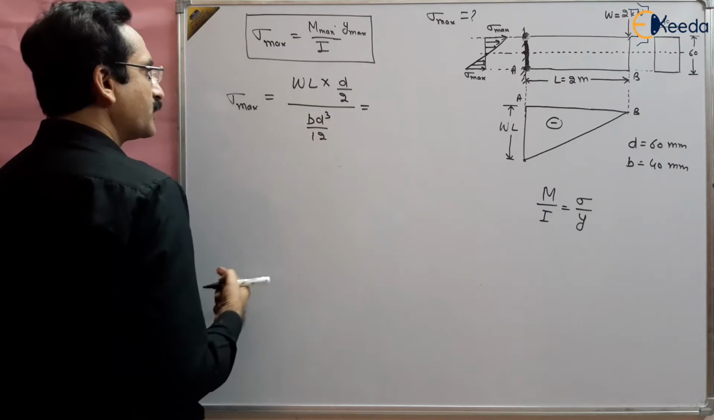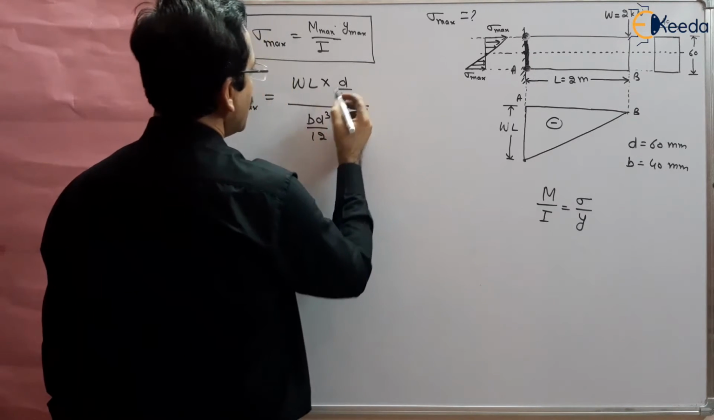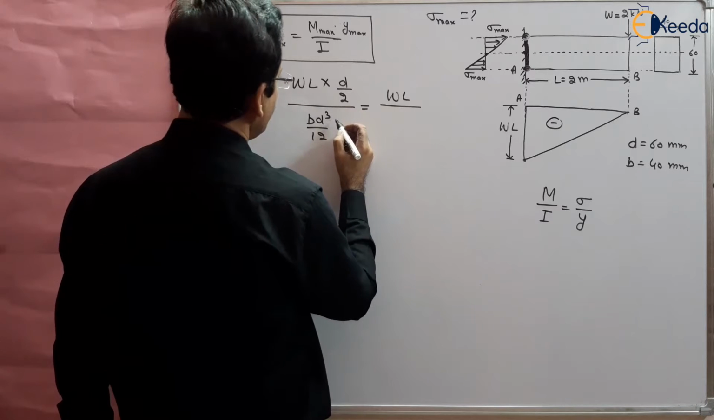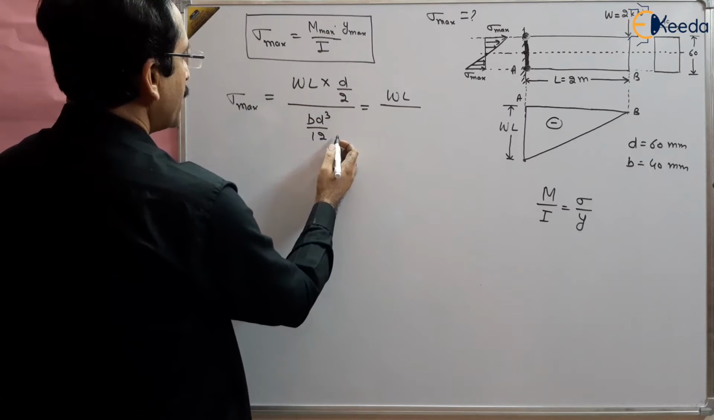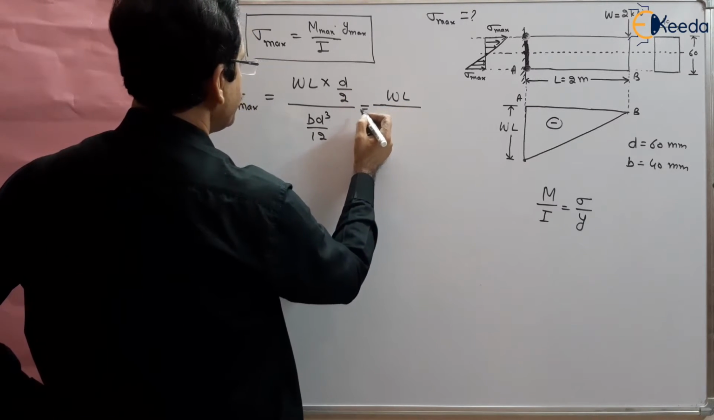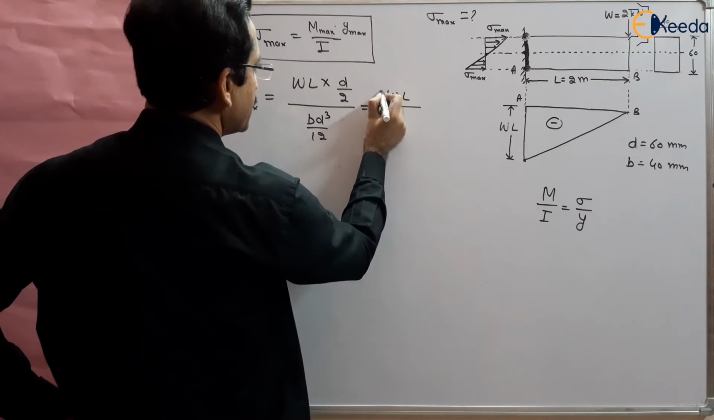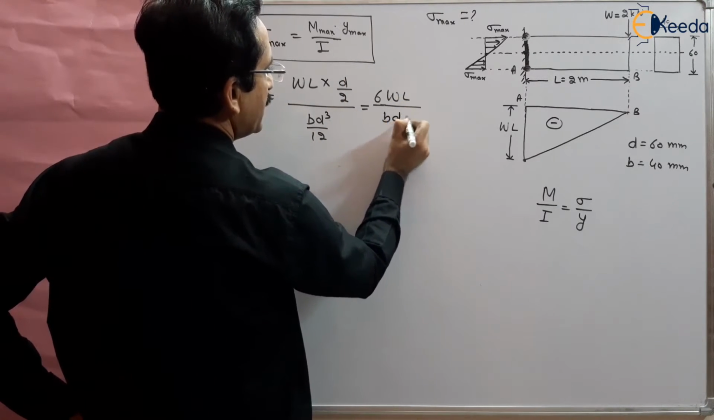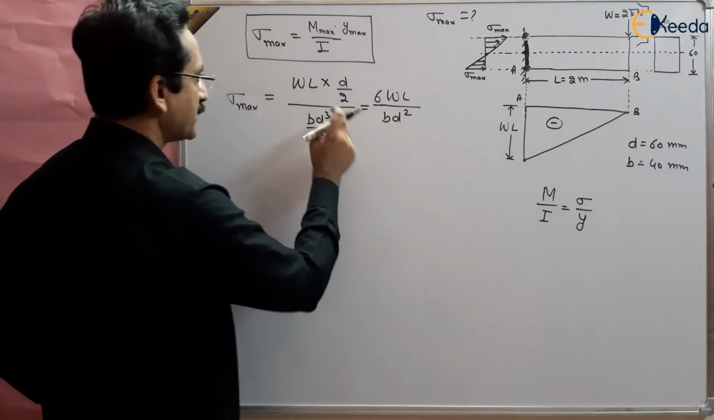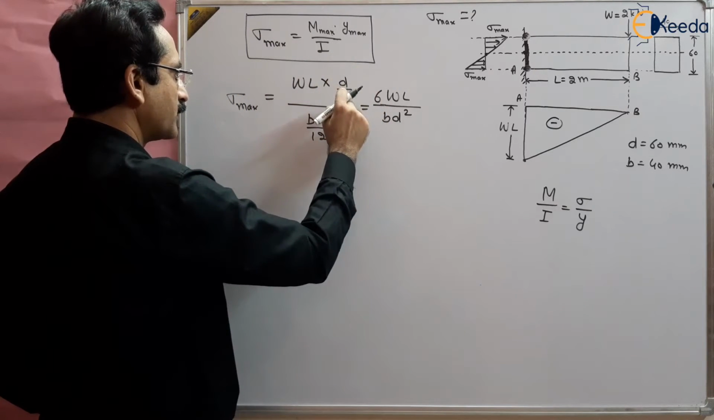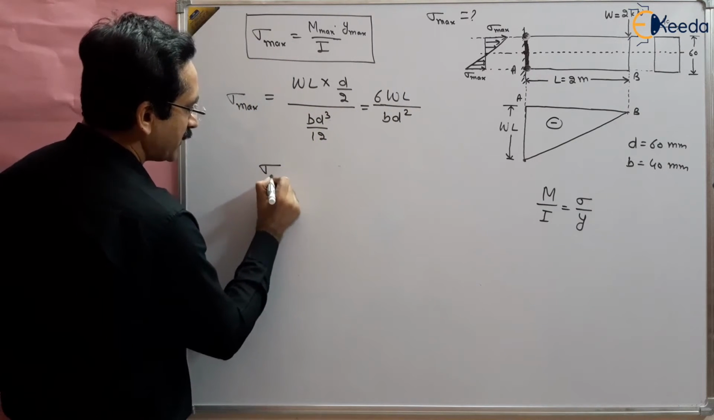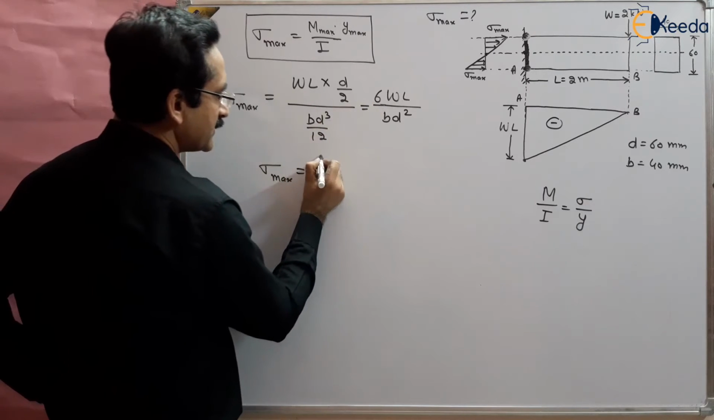Solve it, you will get WL by 12, 6 WL. So it will come out as 6 WL by b d square, right? 12 will come in the numerator and 2 is in the denominator, so 6. So 6 WL by b d square. So sigma max, put the values and you will get the final answer, that is 6 W.